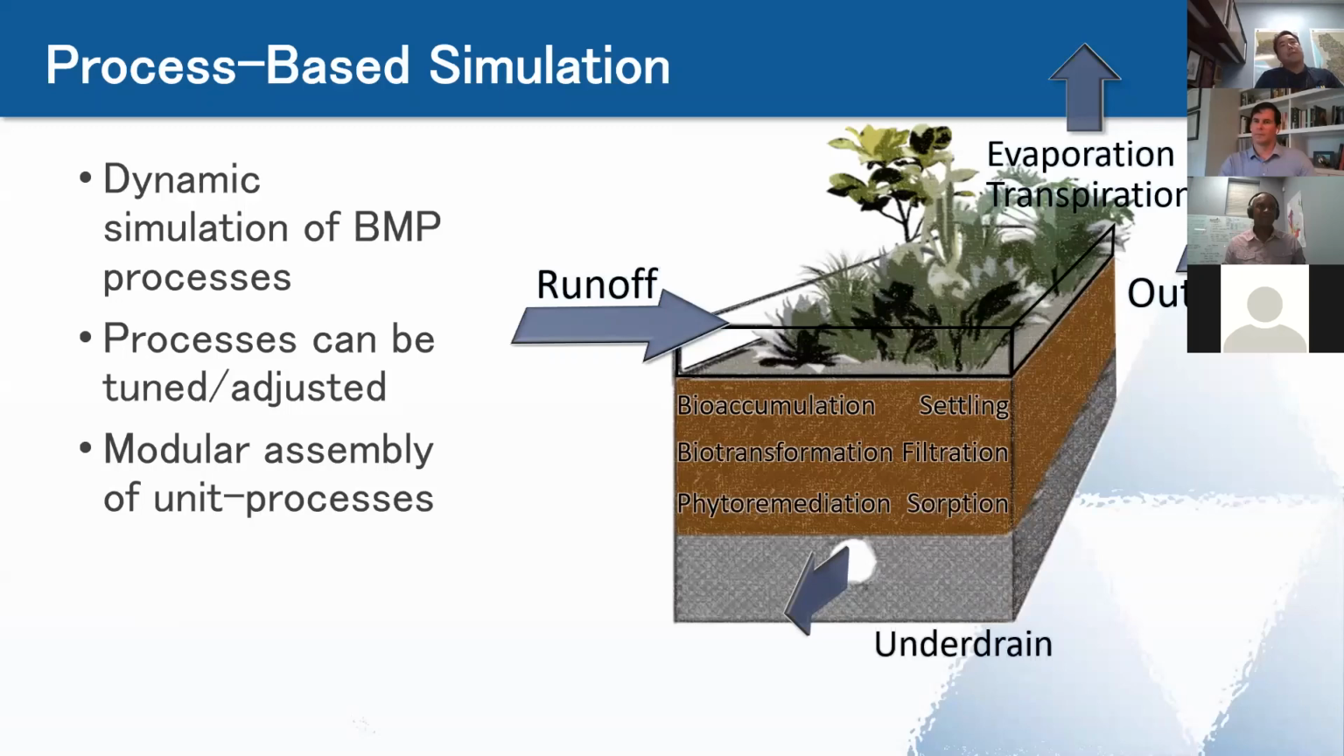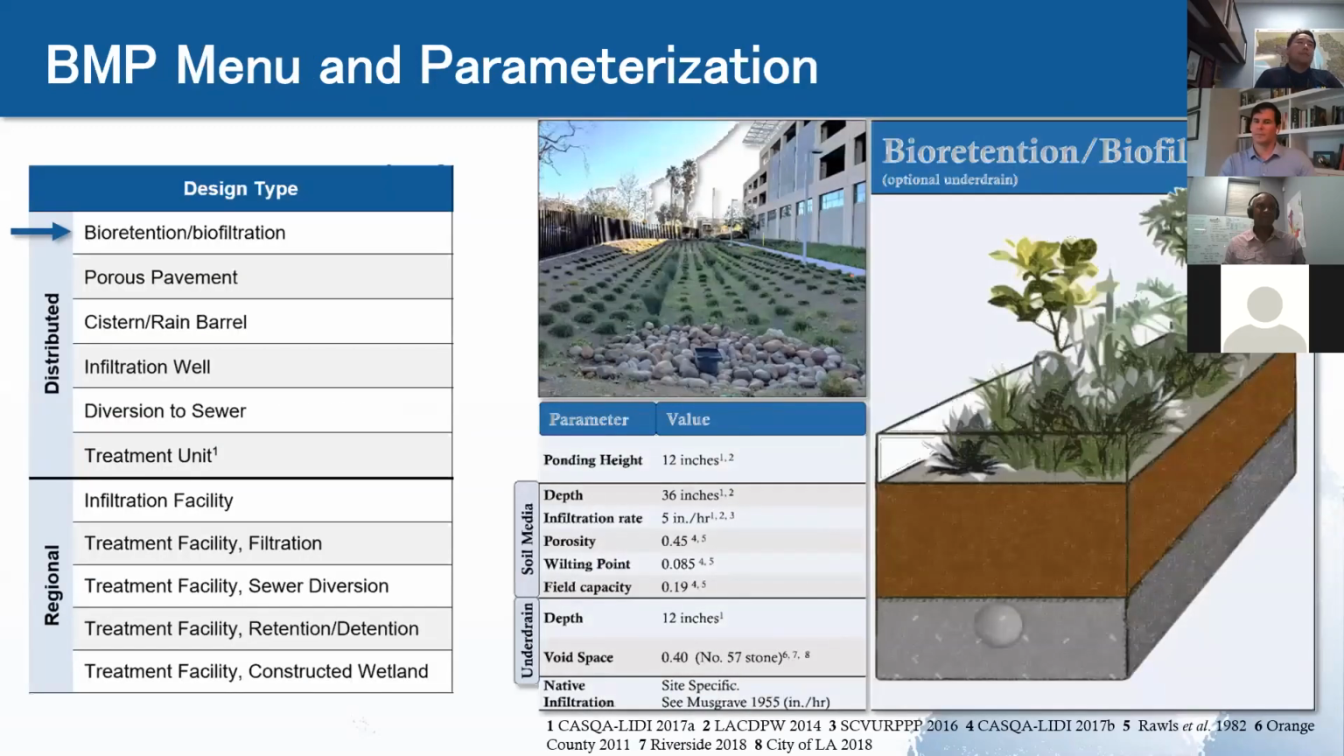With this modular process, we developed a set of BMPs in our menu of BMP options. We have a number of distributed and regional BMP options. On the right-hand side is an example of a bioretention or biofiltration unit with a number of default BMP parameters. These BMP parameters were garnered from predominantly local sources. We have all those sources listed here and in our phase 2 report that's going to be published next week. Before I move on, the other point to be made here is that all of these are adjustable default parameters.